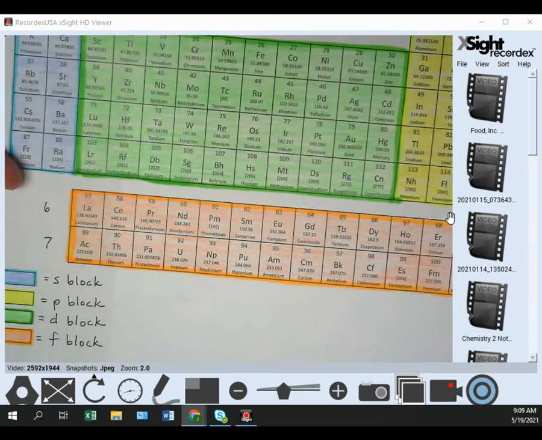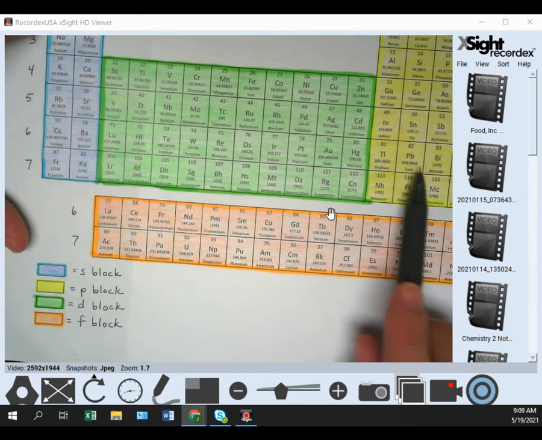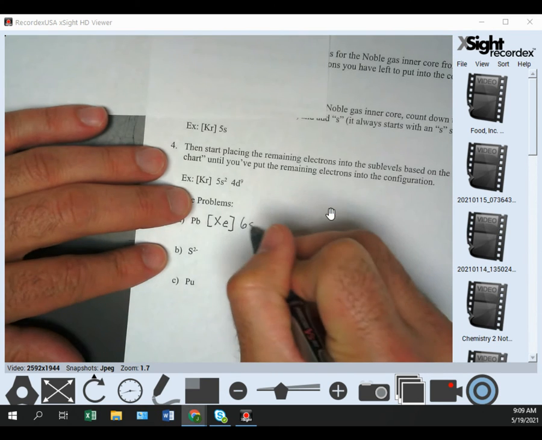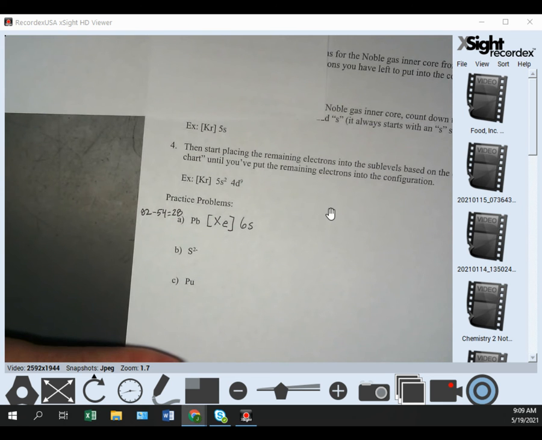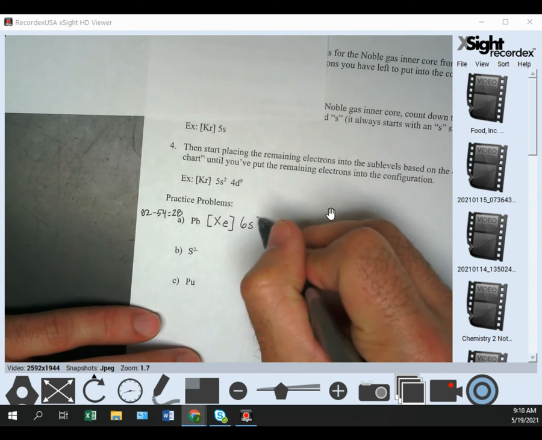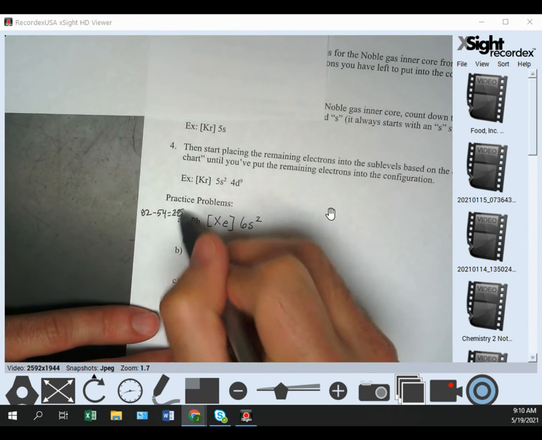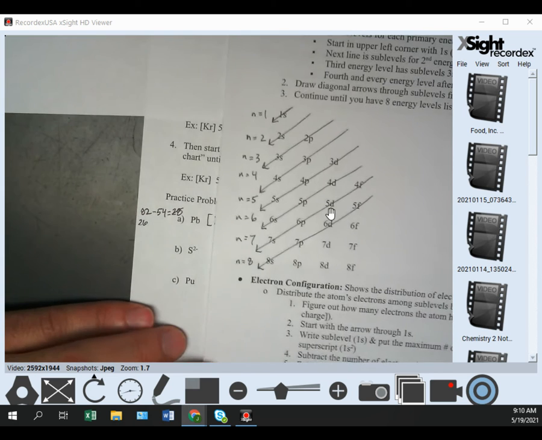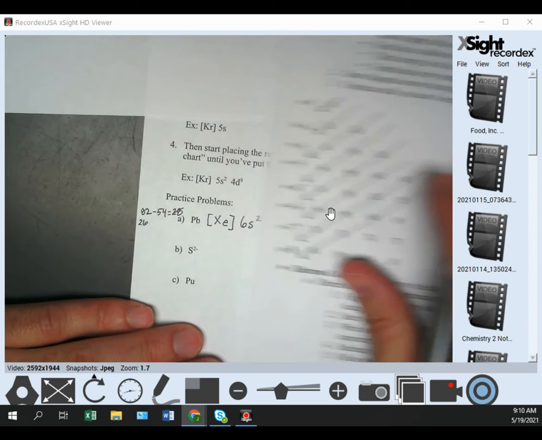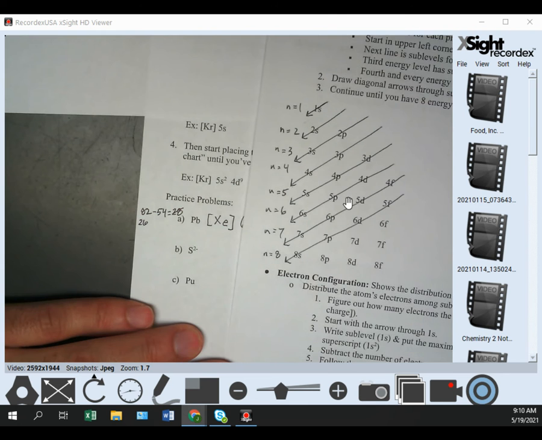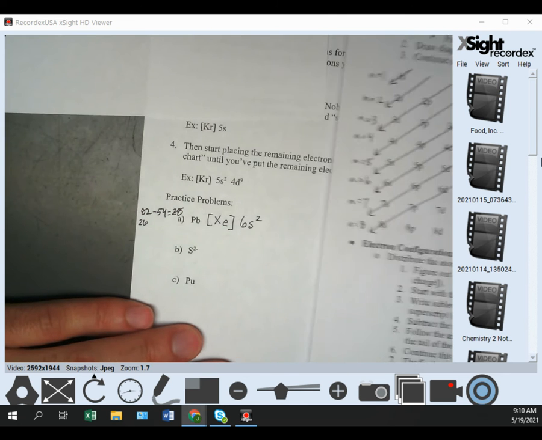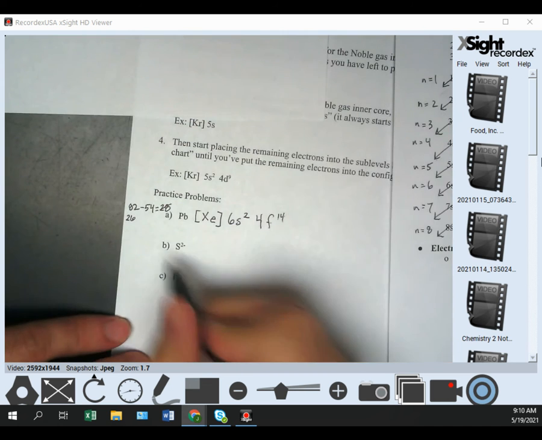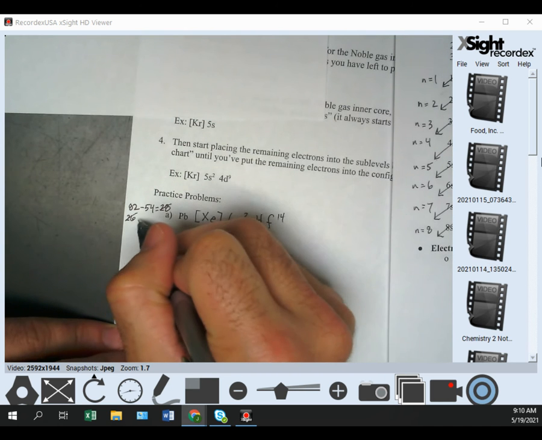So Pb, zoom out a little bit here. Pb is in row 6. So we start with 6s. All s's can hold how many? 2. So we're going to do 6s2. We take away 2, we're down to 26. Then we look at the sublevel order chart tool. What comes after 6s? 4f. How many can 4f hold? 14. We have more than 14, right? So 4f14. We subtract 14, we're down to 12. Is that right? Yeah.